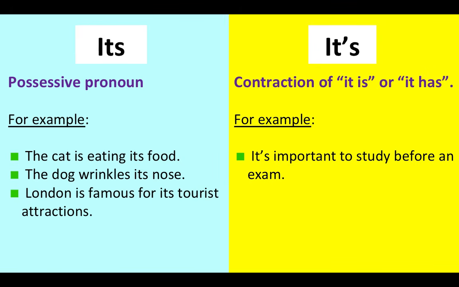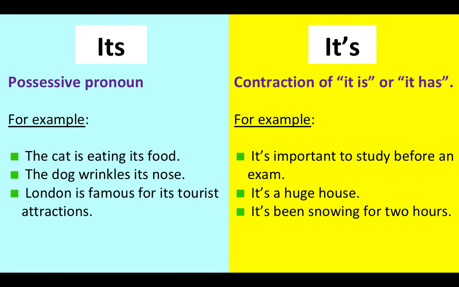Another example is, it's a huge house. It's been snowing for 2 hours. In this example, the sentence is, it has been snowing for 2 hours. So the words it has have been shortened to it's.